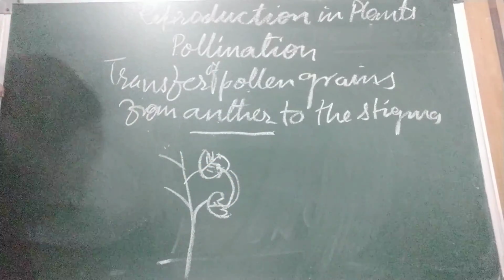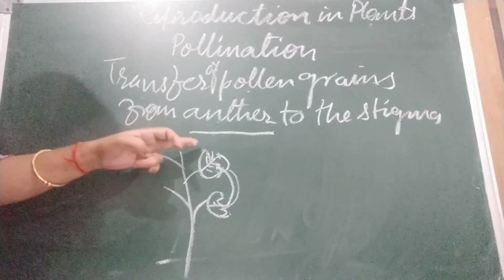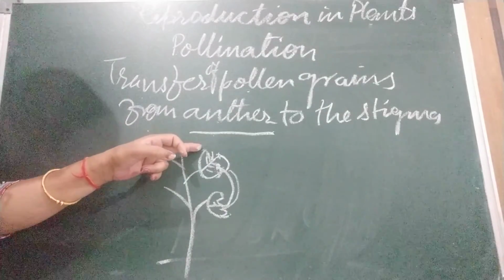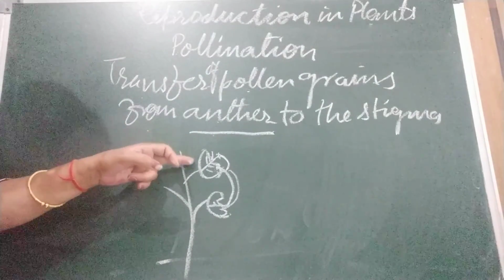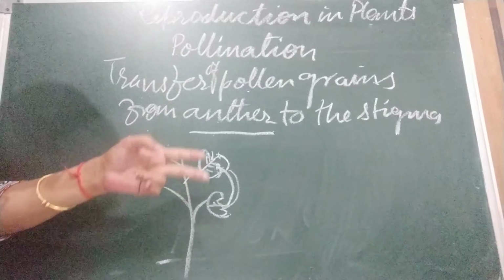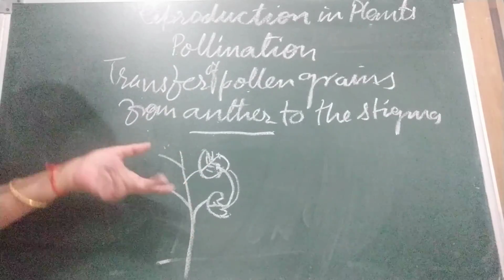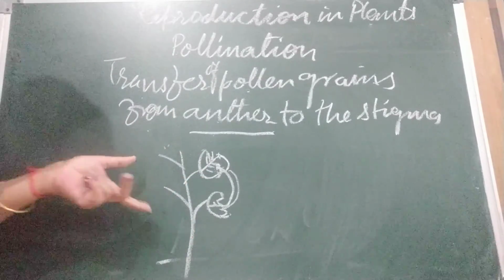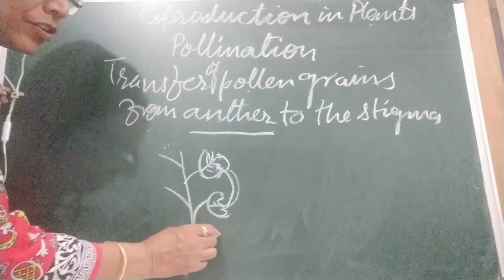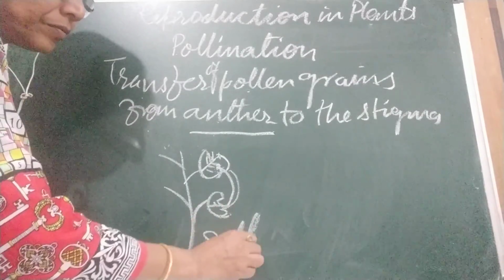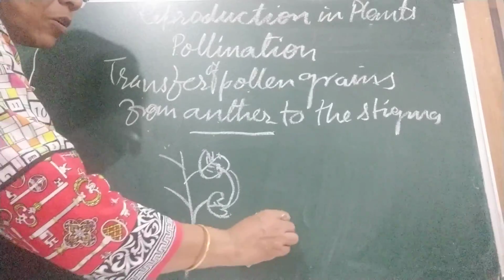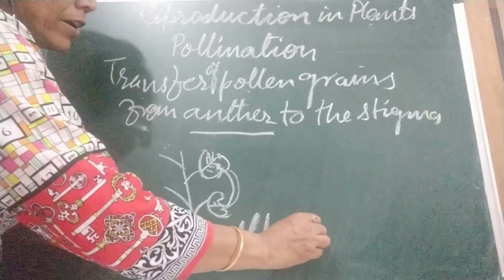What I told you, I am repeating. The pollen grains are transferred from the anther to the stigma of the same flower or of another flower of the same plant. This is called self-pollination. Sometimes, children, what happens?